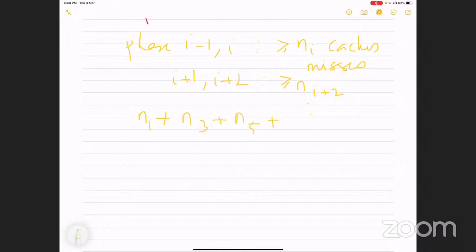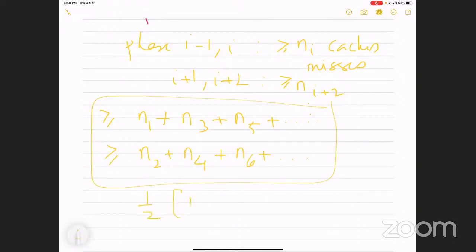And again, by the same logic, I can say that any algorithm must have at least n2 plus n4 plus n6 and so on cache misses. And if you add them up, you say that any algorithm must have at least half of n1 plus n2 plus n3 and so on, right? These many cache misses. Okay, so that's the story for any algorithm, even if it knows the input.